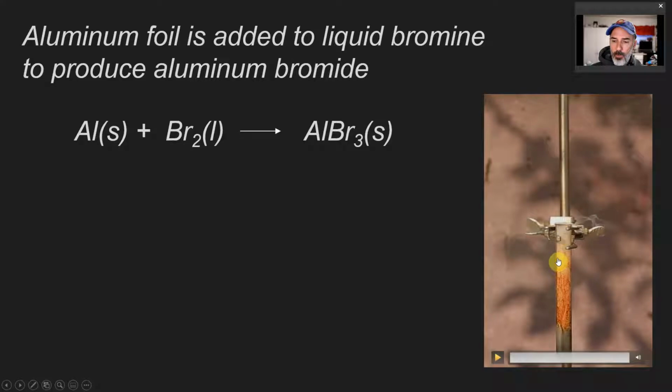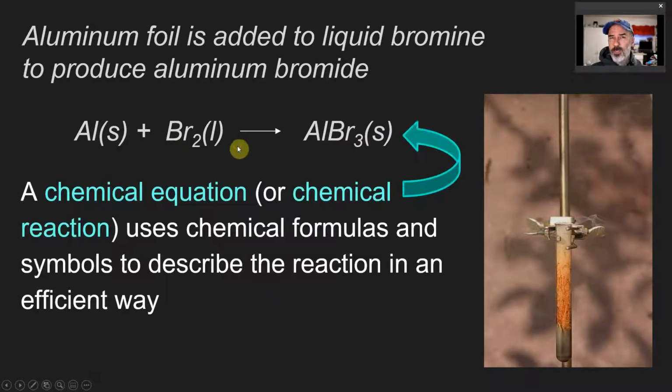That's the aluminum bromide. Now, as I said, chemists do not like to write this out in words. They'd prefer it to look this way: aluminum is added to bromine to make aluminum bromide. This is the stuff at the end. And this shorthand version is referred to as a chemical equation or a chemical reaction.